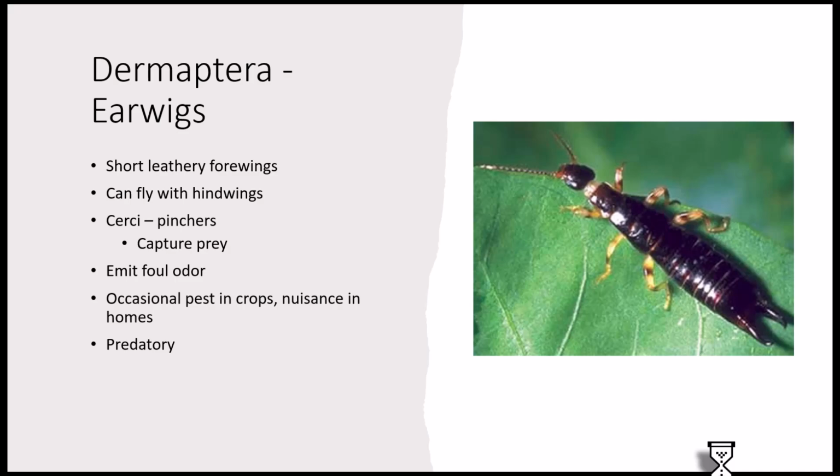While they are considered to be inconsequential, they can be an occasional pest in crops. They could be a nuisance in homes if they wander their way inside, especially with that strong odor. But there are quite a few species that are predators. So by and large, they are not pest enough to be considered a pest. They're just inconsequential.